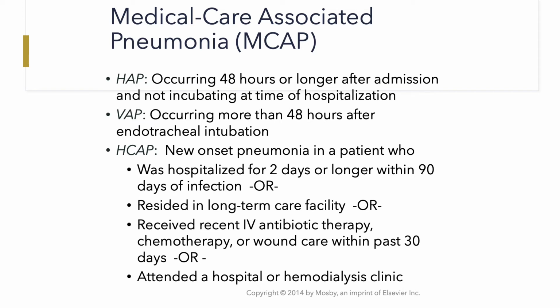Medical care-associated pneumonia breaks down into 3 parts. Don't worry too much about the details here. The point that I'm trying to make with this slide is that hospital-acquired pneumonia, ventilator-acquired pneumonia, and healthcare-acquired pneumonia, that's the HAP, VAP, and HCAP that you see, those 3 points on this slide. These are all considered nurse-sensitive, meaning there are things that we can do to prevent most of those cases.